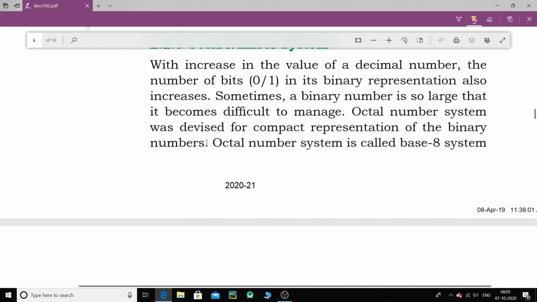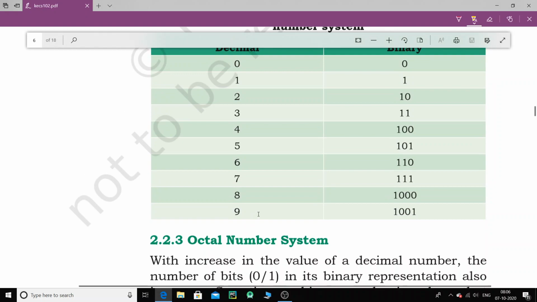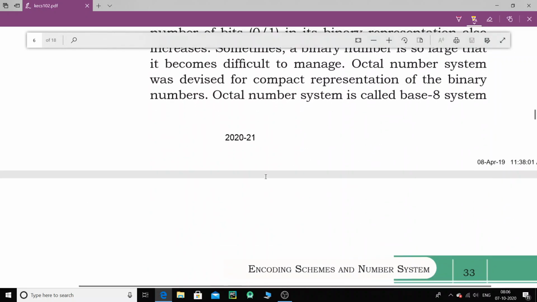The octal number system was devised for compact representation of binary numbers, right? So we can represent binaries in a compact form with the help of the octal number system, and the hexadecimal number system does the same thing. The octal number system is also called the base 8 system, because there are 8 symbols. In a way, it decreases the number of symbols of the decimal number system. Decimal has 0 to 9, while octal has 0 to 7, so it decreases the symbols.